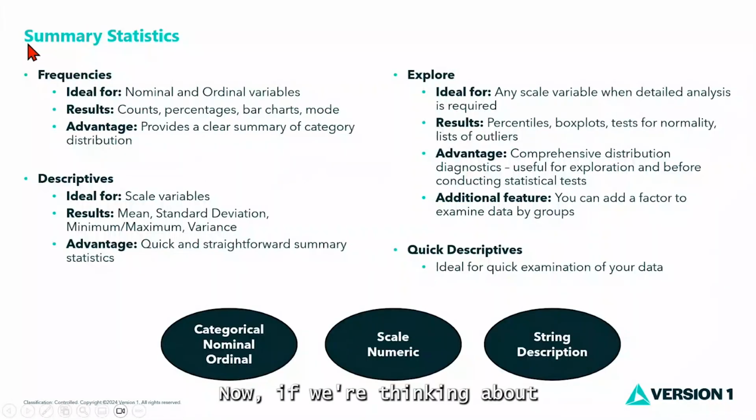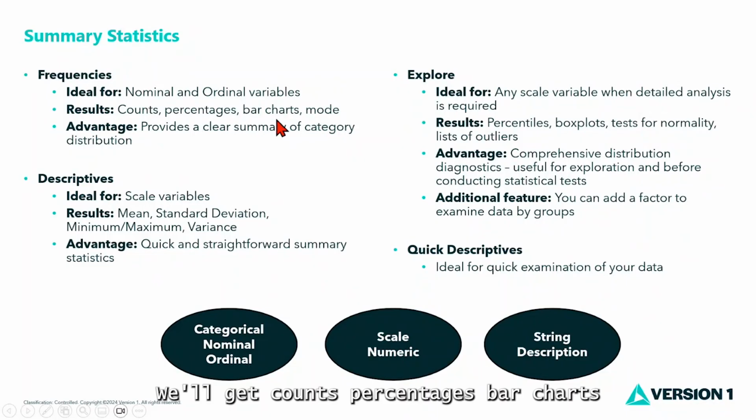Now, if we're thinking about summary statistics, we can run frequencies. These are ideal for nominal and ordinal variables. We'll get counts, percentages, bar charts, and the modal or the most frequent category. The advantage of this is that it provides a clear summary of category distribution. Descriptives are ideal for scale variables. So you can get the average or the mean, standard deviation, minimum, maximum, variance, and you'll be able to control what you include in your output.